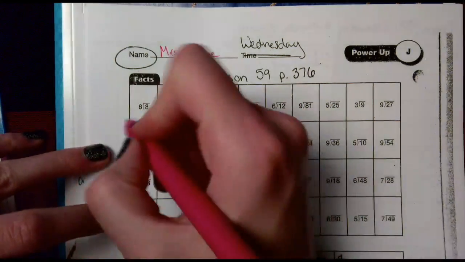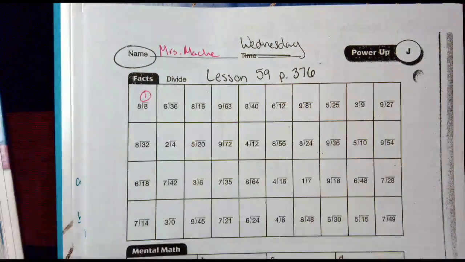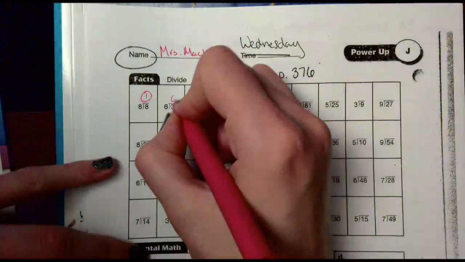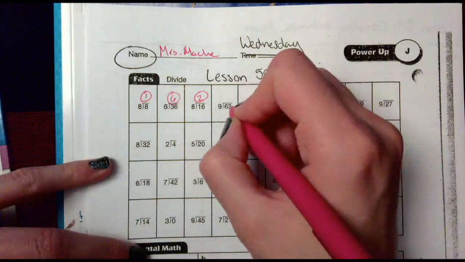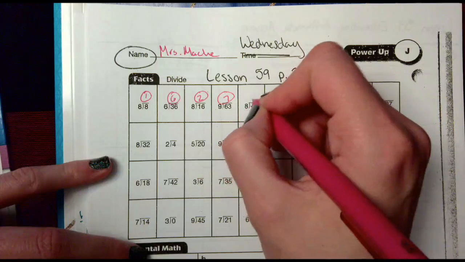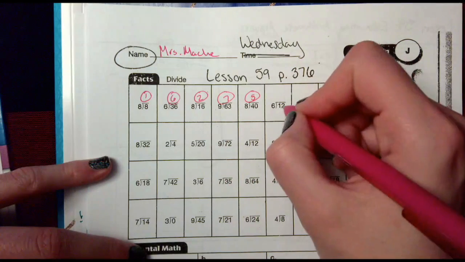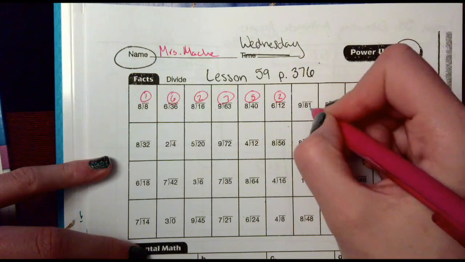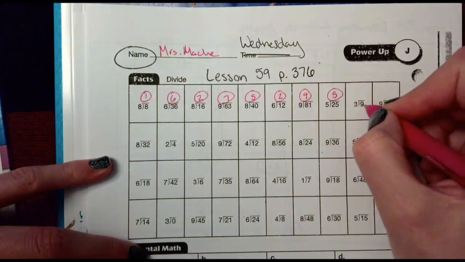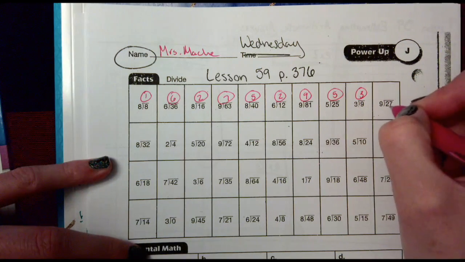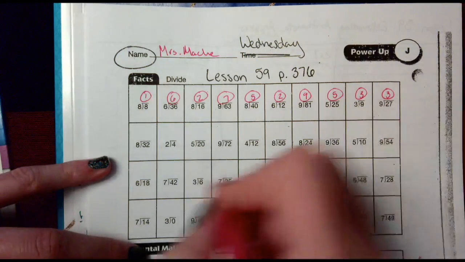8 divided by 8 is 1. 36 divided by 6 is 6. 16 divided by 8 is 2. 63 divided by 9 is 7. 40 divided by 8 is 5. 12 divided by 6 is 2. 81 divided by 9 is 9. 25 divided by 5 is 5. 9 divided by 3 is 3. 27 divided by 9 is 3.